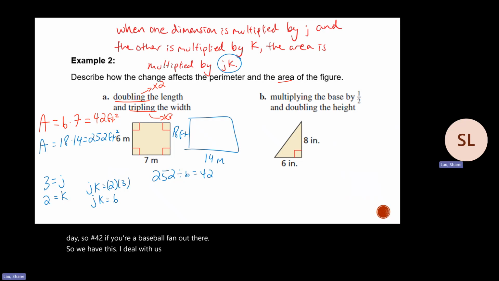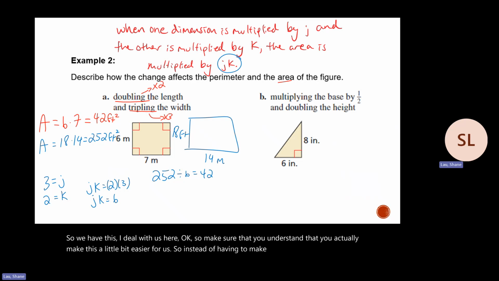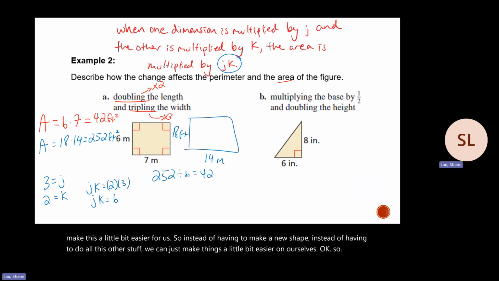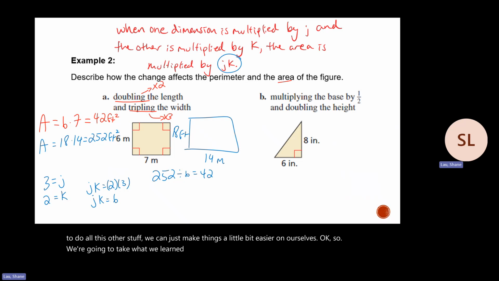Okay, so make sure that you understand that we can actually make things a little bit easier for us. So instead of having to make a new shape, instead of having to do all this other stuff, we can just make things a little bit easier on ourselves. Okay, so we're going to take what we learned here and apply it to the second problem.